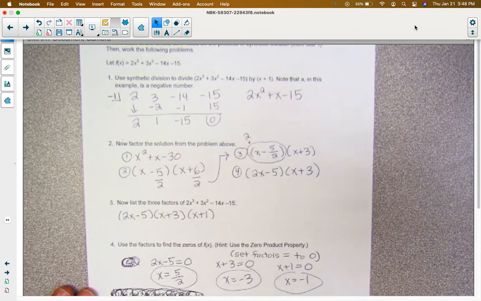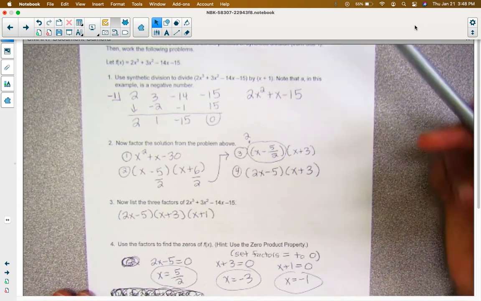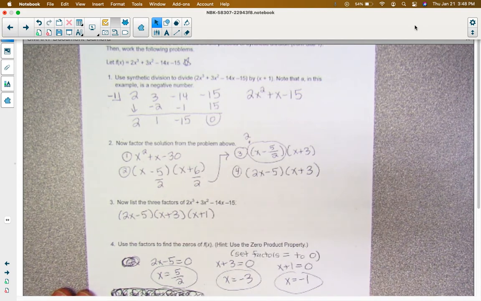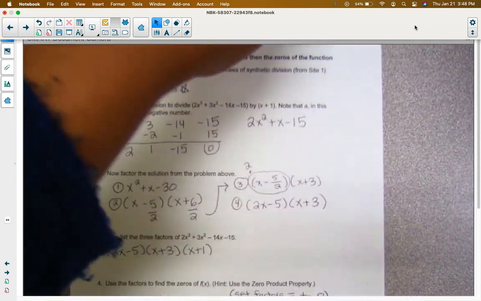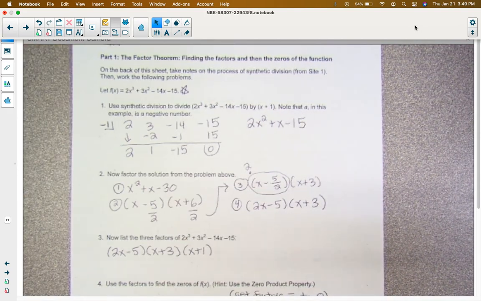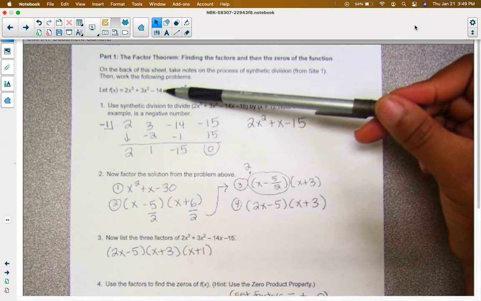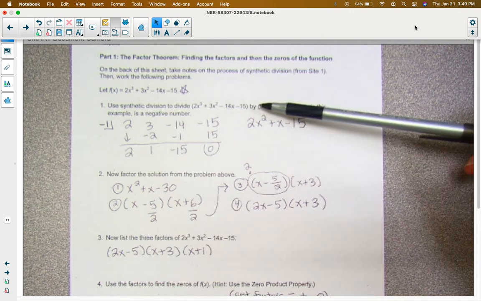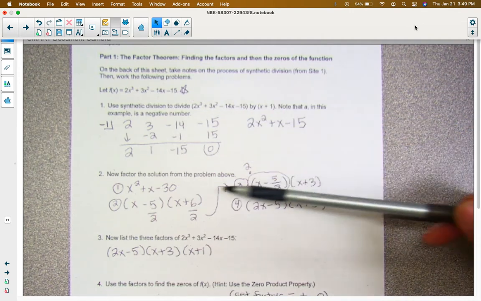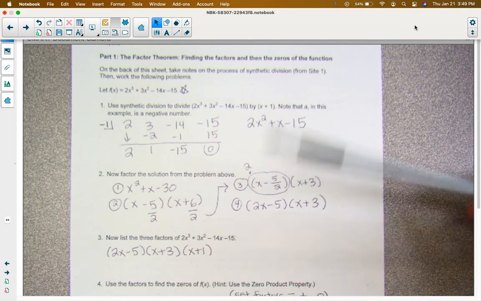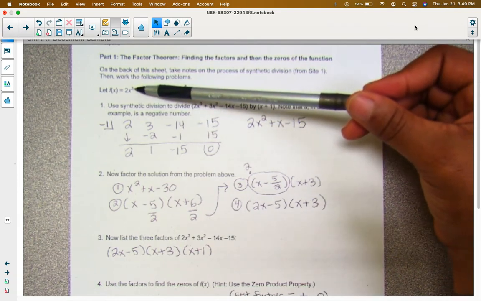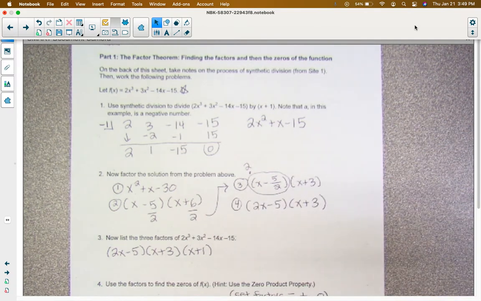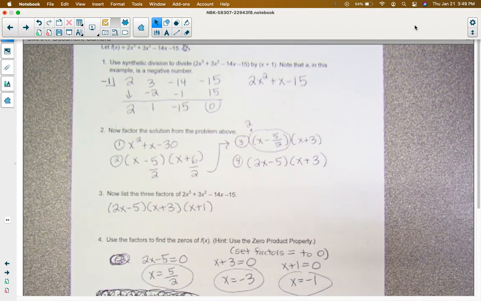So let's see if I can put all this together. There we go. So we started with this problem over here. Let me put a star by it. We started with 2x to the third plus 3x squared minus 14x minus 15. That's what we started with. They gave us a factor. We broke it down. We factored it, and we found the 3 factors. Now, we don't typically factor stuff to the third power, so this kind of helped us break it down. And then we found all 3 factors.